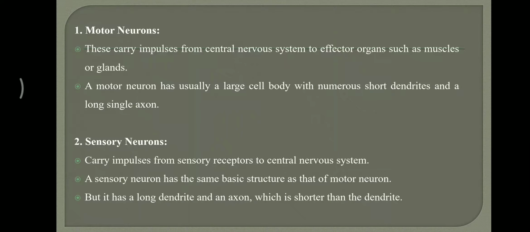Next, in structure, it is a multipolar neuron. It has a cell body with numerous short dendrites and a long single axon. Next group of neuron is sensory neuron. Second one is sensory neuron. They carry impulses from sensory receptors. Sense organ receptors.